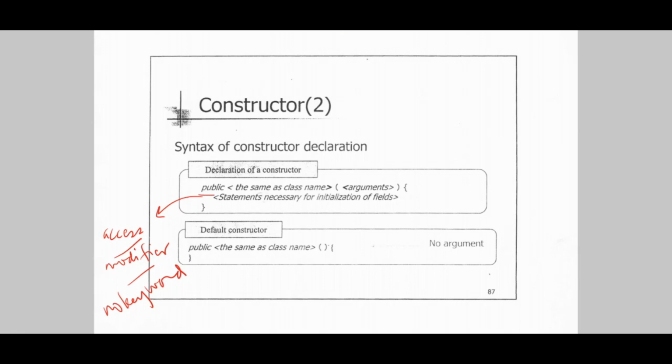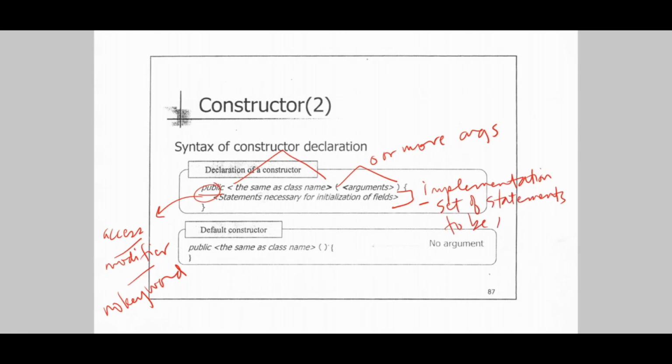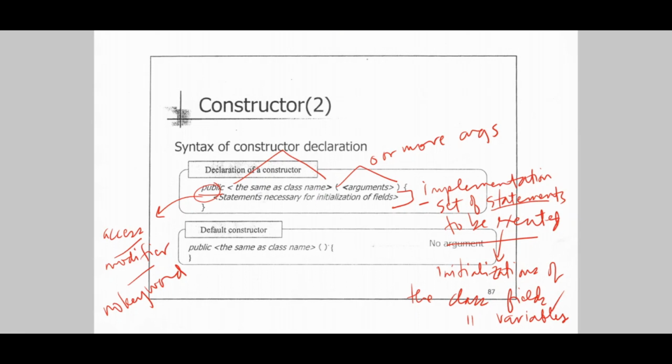So again, for the syntax, we start with the access modifier, say for example public, and then followed by the class name, then the arguments, which could be 0 or more arguments. And we have here the implementation of the constructor, which refers to the set of statements to be executed. And these statements are actually initializations of the class fields or the class variables, because that is the very purpose of a constructor, to initialize class fields or class variables. And this is the syntax for the default constructor as I have already given to you earlier. So you have the access modifier, public, in this case, the class name, 0 arguments, and then an empty implementation.